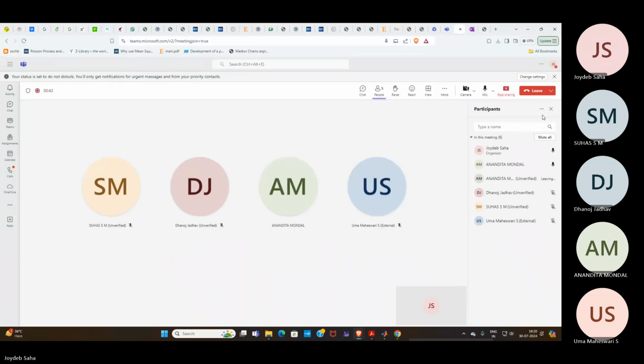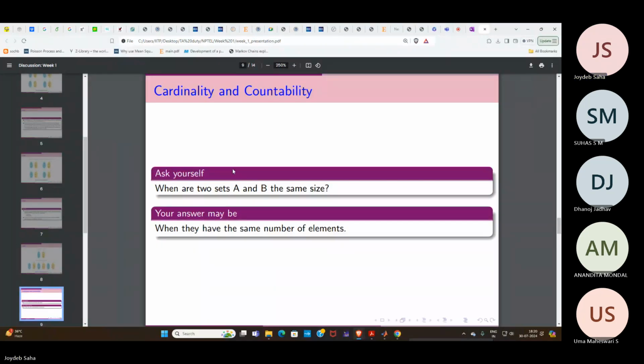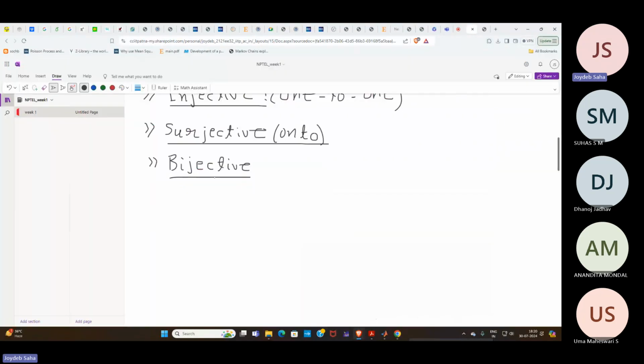Anyone left to admit? No. Okay. So before coming to this, let's solve an example first.